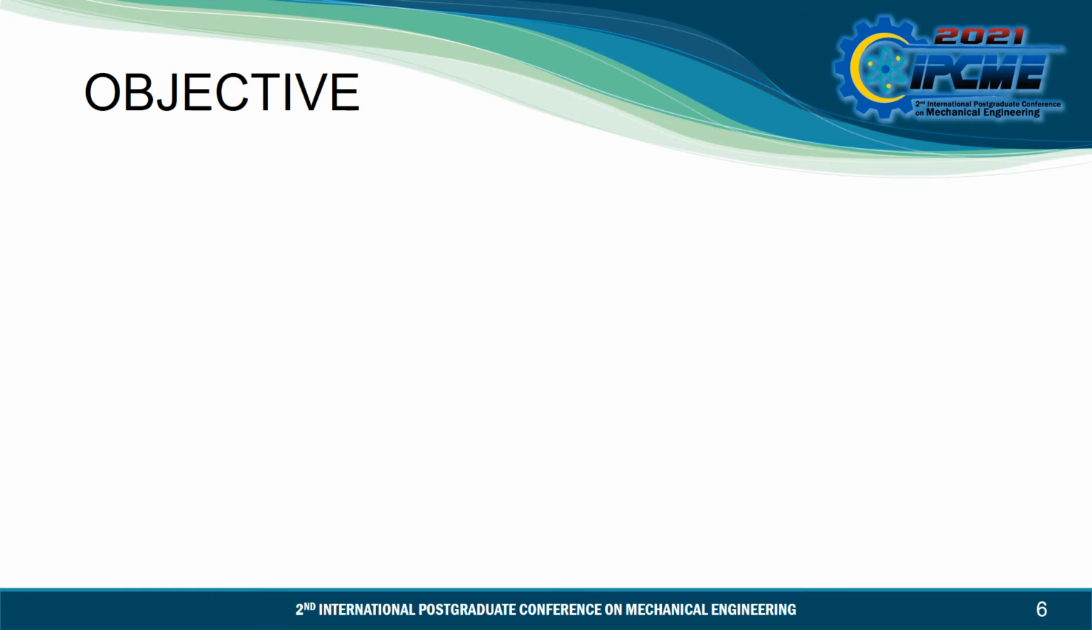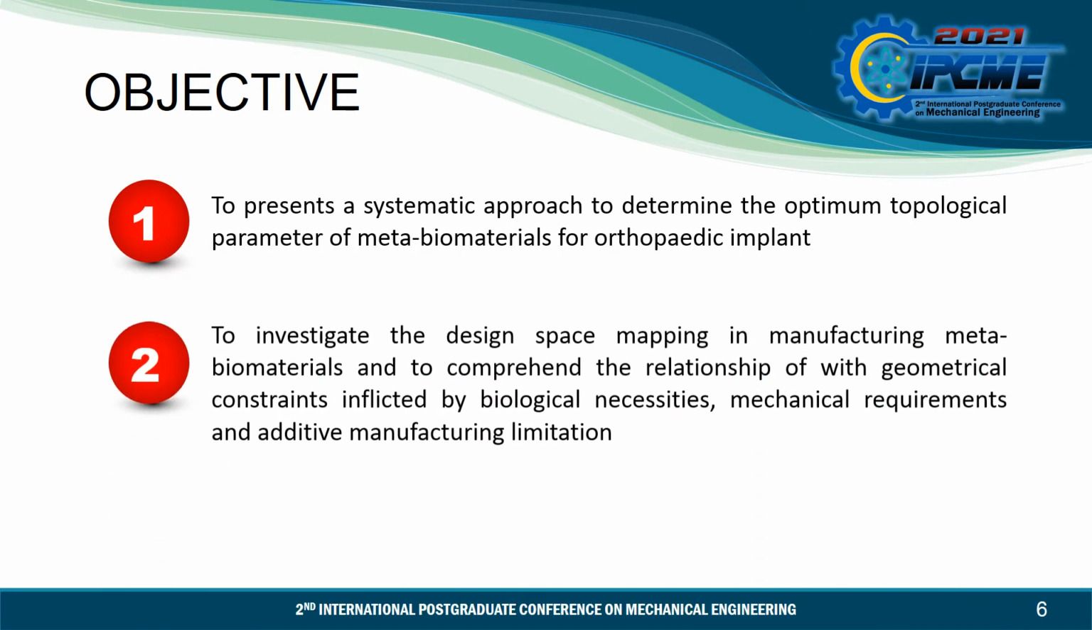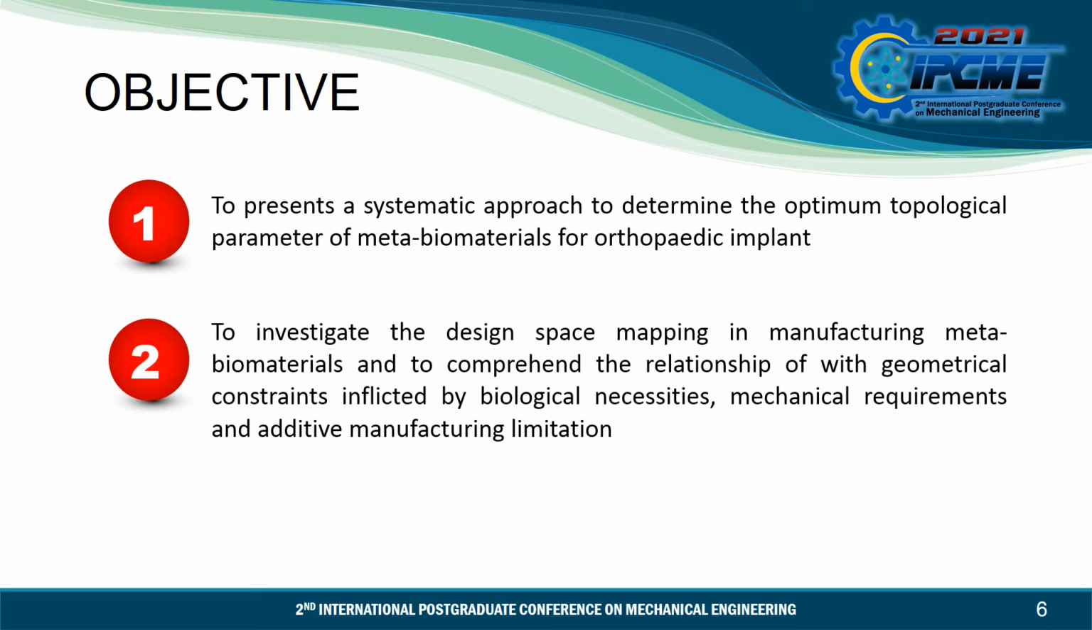The objective of this paper is, first, to present a systematic approach to determine the optimum topological parameters of meta-biomaterials for orthopedic implants, and second, to investigate the design space mapping in manufacturing meta-biomaterials and to comprehend the relationship with geometrical constraints inflicted by biological necessities, mechanical requirements and additive manufacturing.